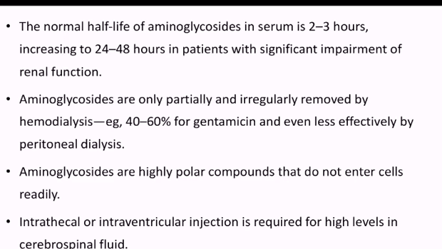The normal half-life of aminoglycosides in serum is 2 to 3 hours, increasing to 24 to 48 hours in patients with significant impairment of renal function. Aminoglycosides are only partially and irregularly removed by hemodialysis, for example, 40 to 60% for gentamicin, and even less effectively by peritoneal dialysis. Aminoglycosides are highly polar compounds that do not enter cells readily. Intrathecal or intraventricular injection is required for high levels in cerebrospinal fluid.